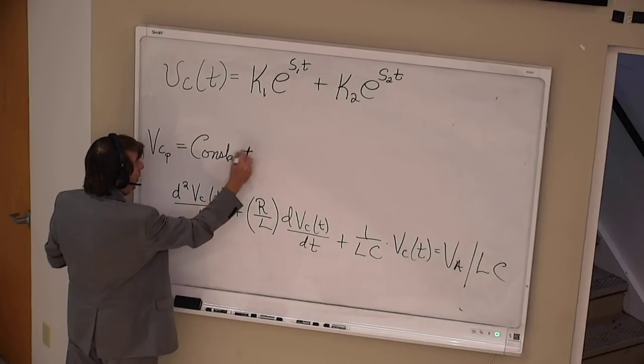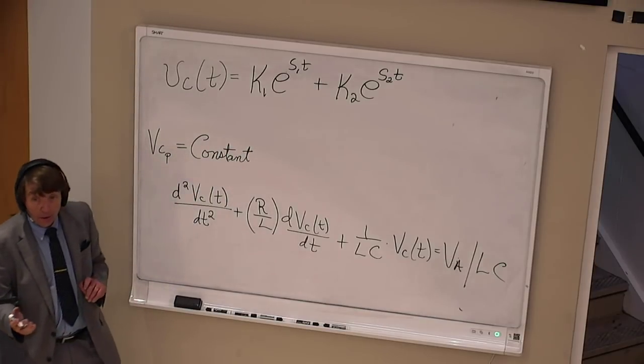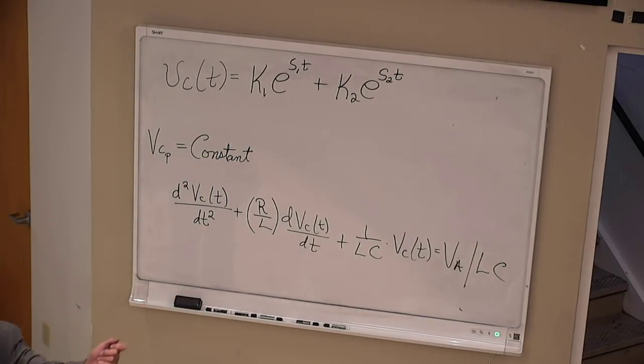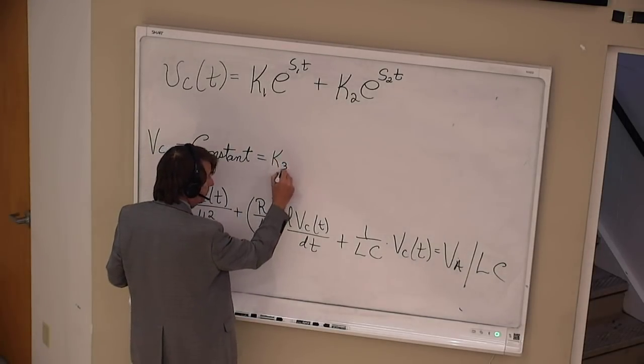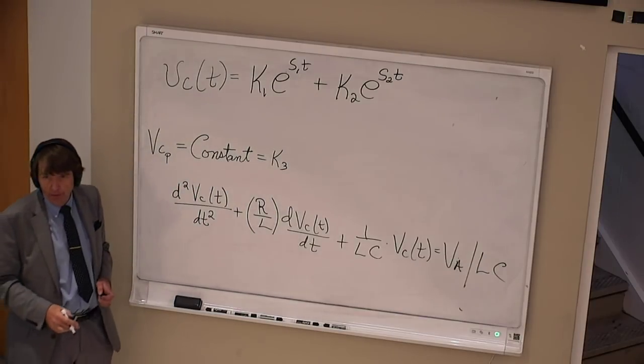Now, why do I know that's true? Because the input's a constant. Okay? The particular takes on the form of the input. So the particular is a constant because the input's a constant. So I say, all right, I already have K1, I have K2, let's call this K3. Now, just to pick a variable.